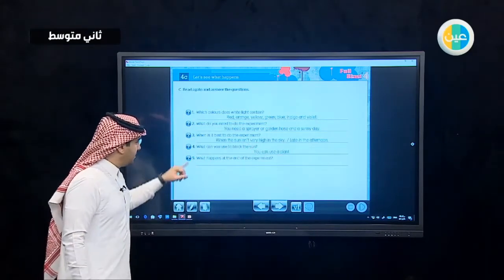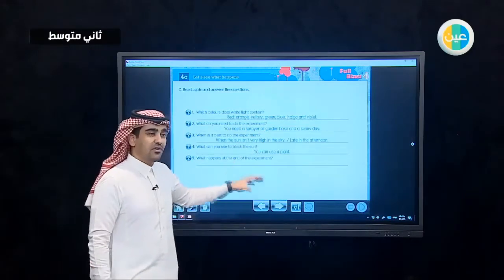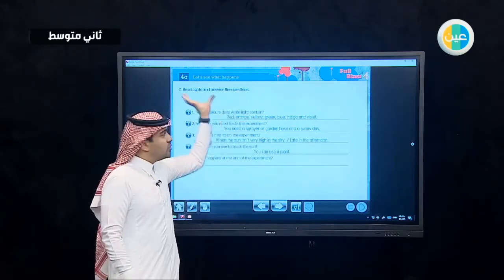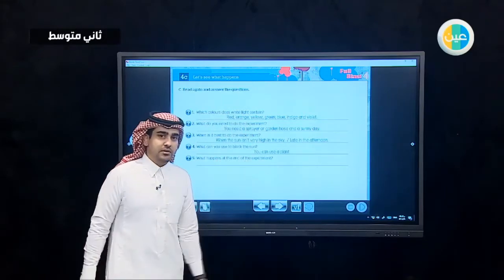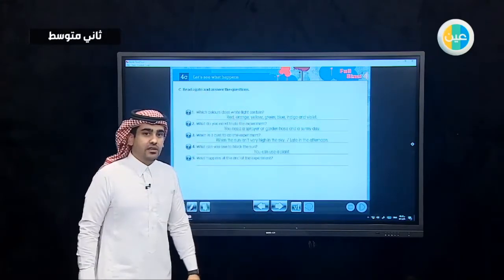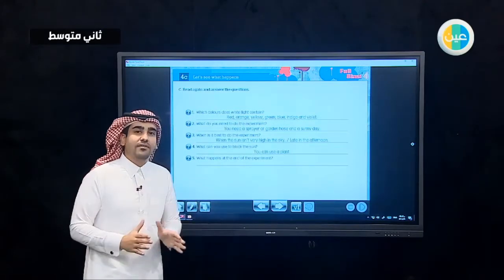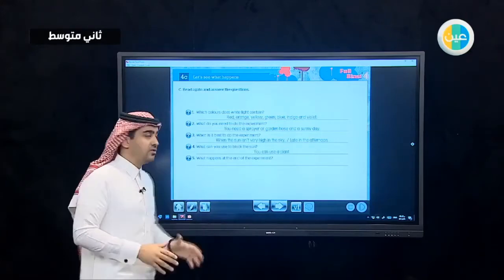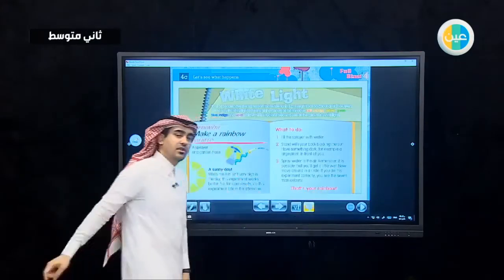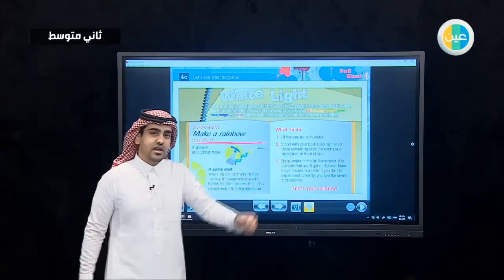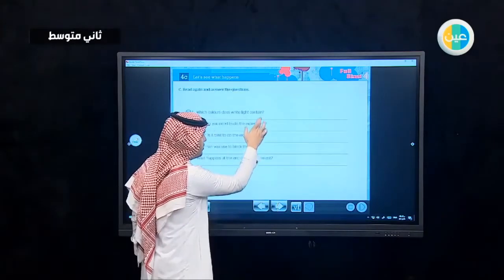Number 5, what happens at the end of the experiment? This is actually the question for the title of the lesson. What happens at the end of the experiment? Let's see what happens. The goal behind this experiment, the whole thing, is to have your own rainbow, to create your own rainbow. So this is the end of the experiment. That's your rainbow. You will find it after doing the experiment. Please make sure you do this at home, and let us know how things turn out.